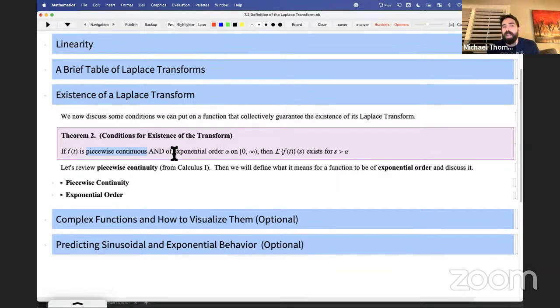And the other thing is the function f has to be of exponential order. Essentially, this puts a bound on how fast it can grow. If the function grows too fast, then it's not going to have a Laplace transform.